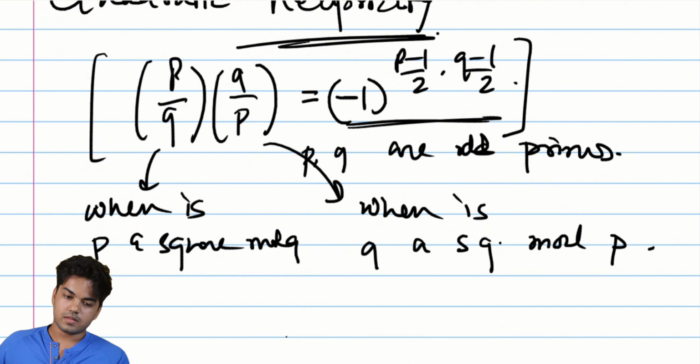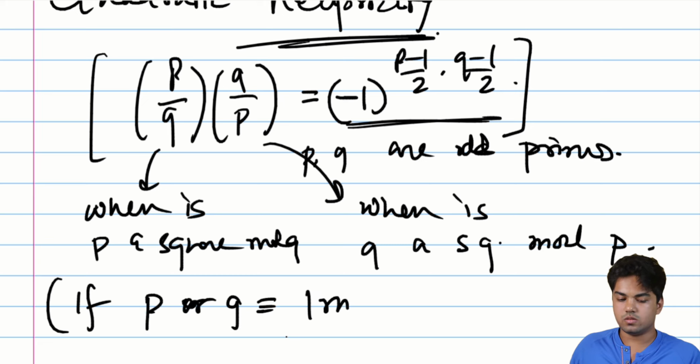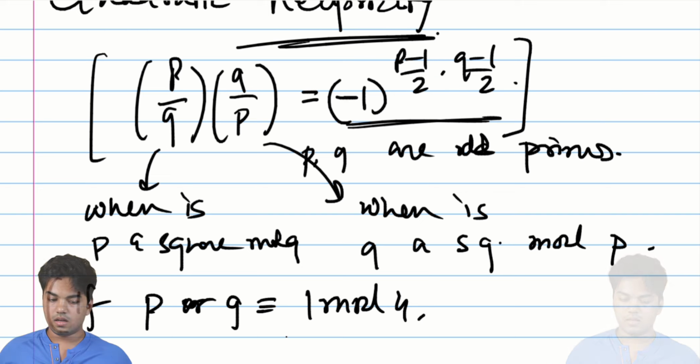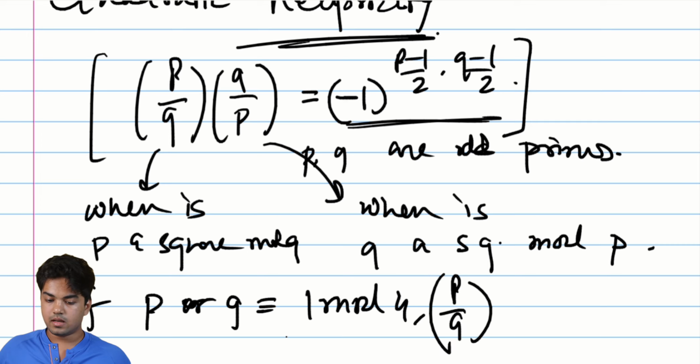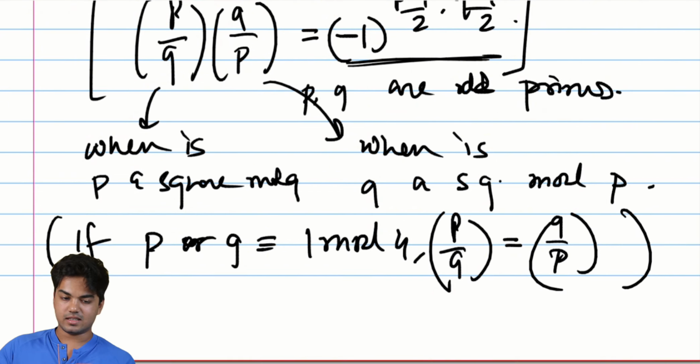This is saying, so this is a corollary if you will, if either P or Q is 1 mod 4, what does that mean? That one of these numbers is even, and so you have an even power of minus 1, so it's 1. If P or Q is 1 mod 4, then P is a square mod Q if and only if Q is a square mod P. Okay, I'll show you the implication right away.